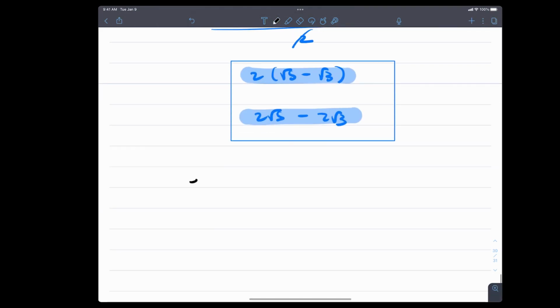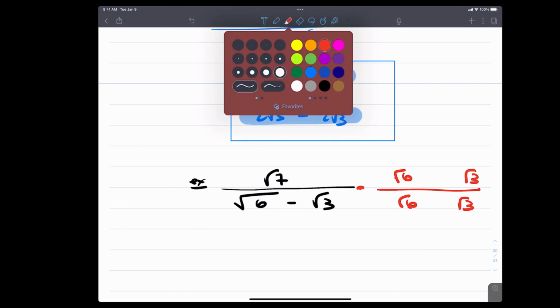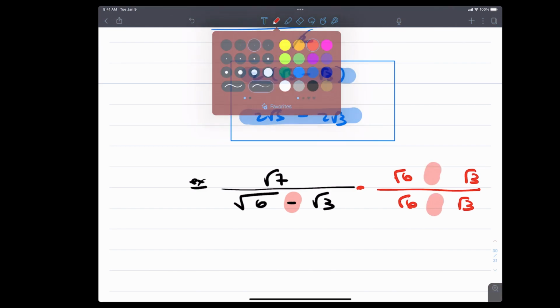So even if they gave you a radical, you say, what if they have the square root of 7 now? And you get the square root of 6 minus the square root of 3 here. Right? Use the conjugate. Square root of 6, square root of 3. And again, the sign here is minus. And then this is going to be now what? Plus here.